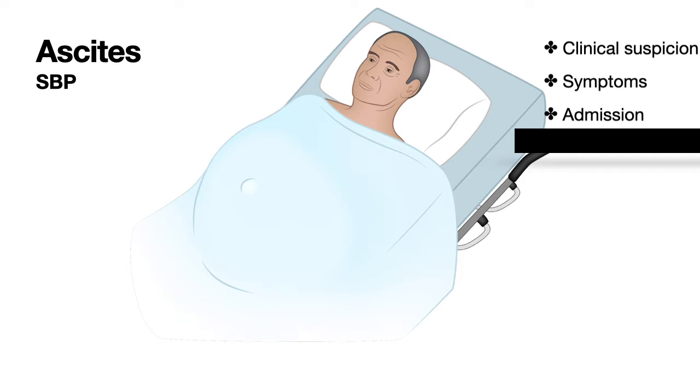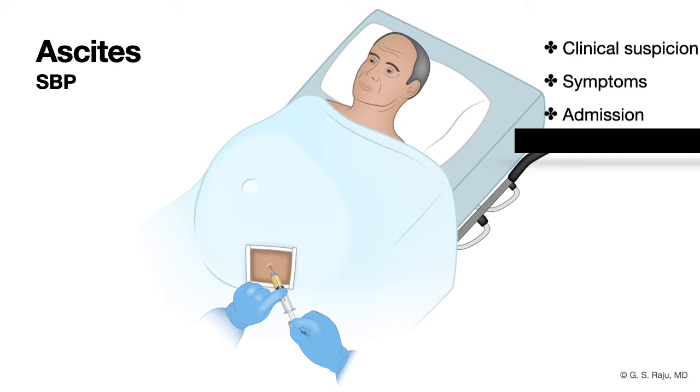This involves taking fluid from the peritoneal cavity by doing paracentesis. And as we talked about, the best site for paracentesis is in the lower abdomen, left lower quadrant, where you have less chance for hitting any intra-abdominal organs, especially colon.